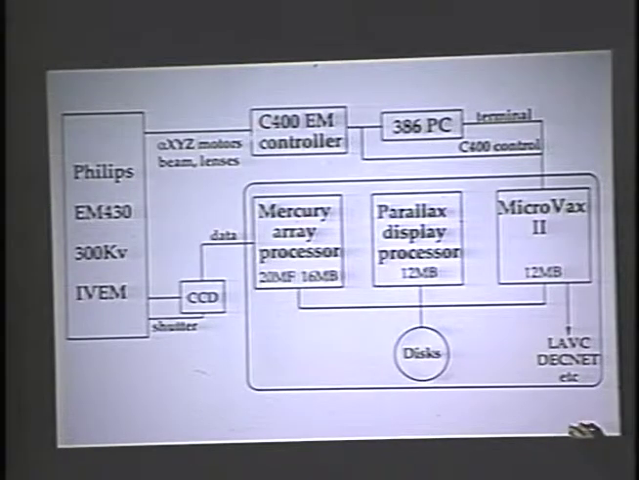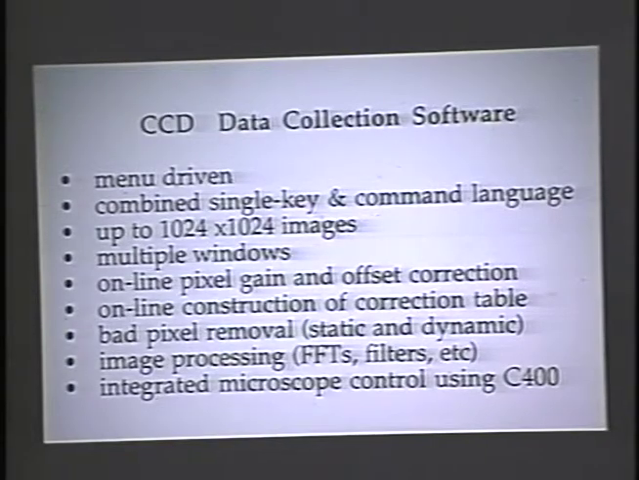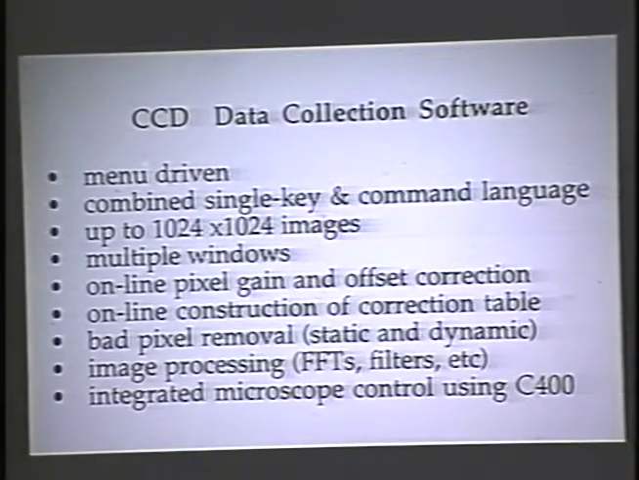In addition, we have on our system the Philips C400 EM controller. This gives computer control capability for the 400 series of microscopes, which is now present on the newer generation computerized scopes. The electron microscope is then fully under control of the computer system during data collection. The data collection software that we've developed is a very simple, nice-to-use menu-driven system, combining single key and command languages.